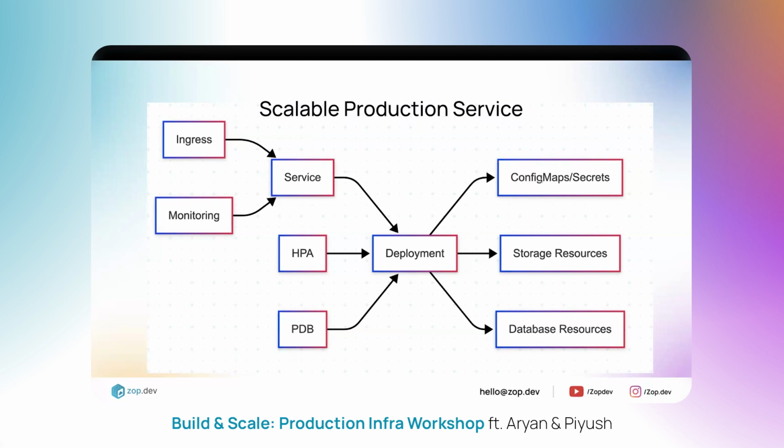Then we have config maps. Config maps, or secrets, you can say. We can store any config like environment variables or any secret that is required for the pods to run. That all goes into the config map.